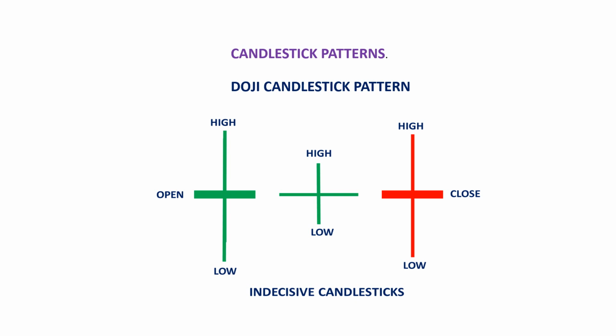When you spot a doji on your chart, it suggests that buyers and sellers are in equilibrium during the trading period, and a potential trend reversal may be on the horizon.